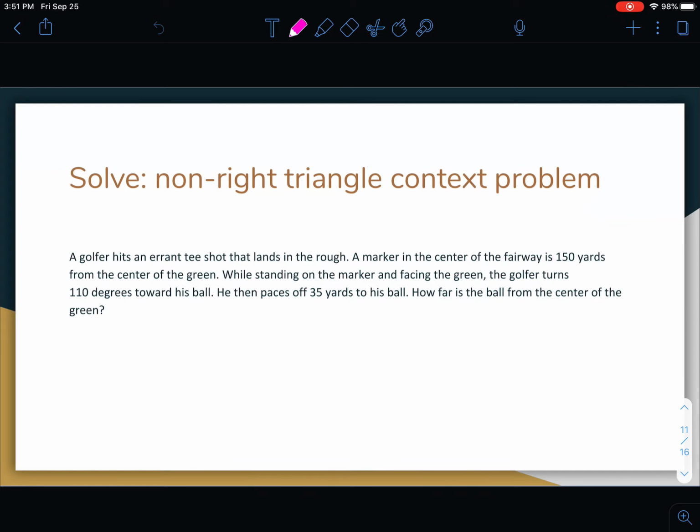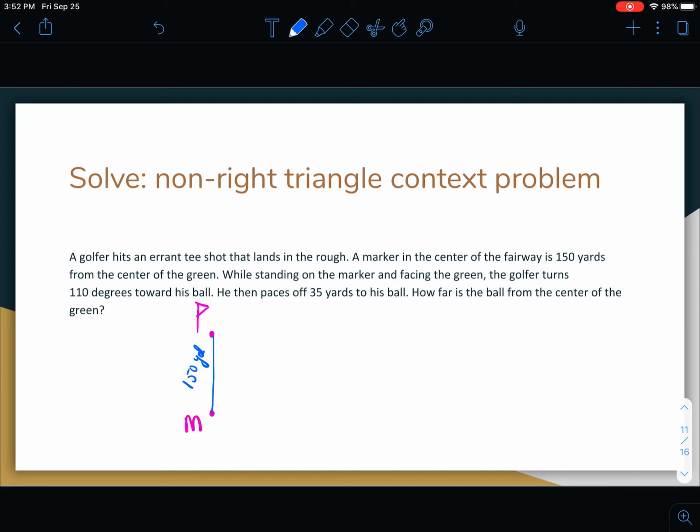Okay, so a golfer hits an errant tee shot. So this is basically a shot that goes wild into the rough, which is the longer grass. A marker in the center of the fairway is 150 yards from the center of the green. While standing on the marker, so here is going to be the marker. Here is, let's see, the center of the green. So we're going to put a little flag here. This is where we want the ball to go. Let me just change colors here. So this is a total of 150 yards away.